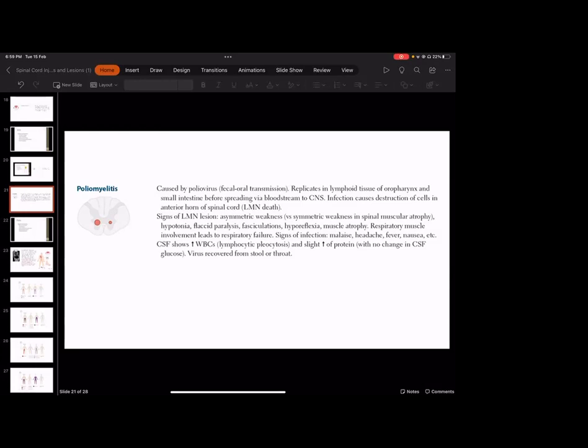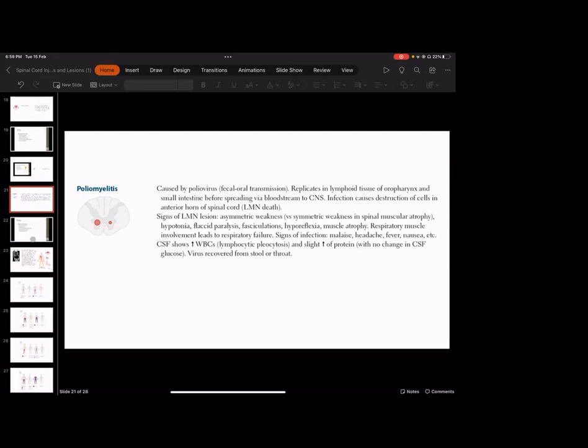So again, realize anything that affects the anterior horn is lower motor neuron. Upper motor neuron will be the corticospinal tract, and dorsal is pretty simple. And the spinothalamic tract, if it's below the level, it's going to be on the other side because that's how it crosses. It crosses at the level of the spinothalamic tract.